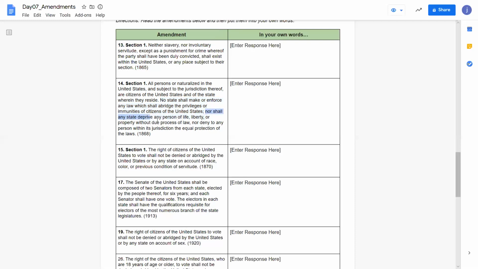Nor shall they deprive life, liberty, or property without due process of law. Again, they can't make your rights less, and they can't take away your life. No, they can't do that. No, they can't take away your freedom.